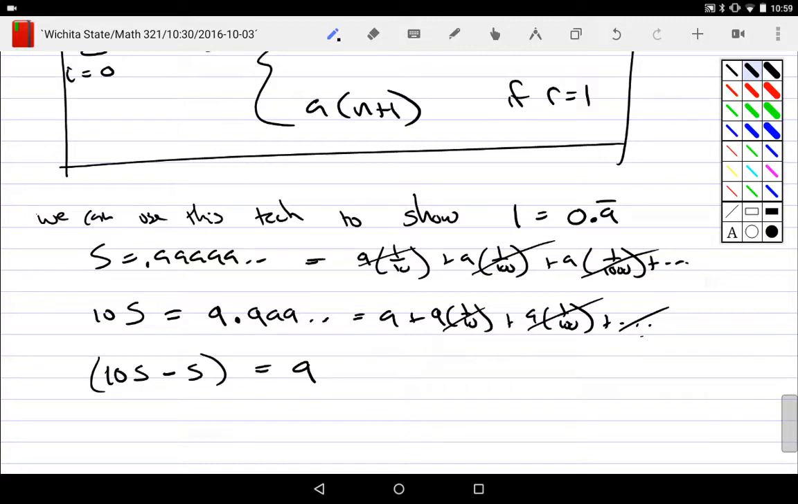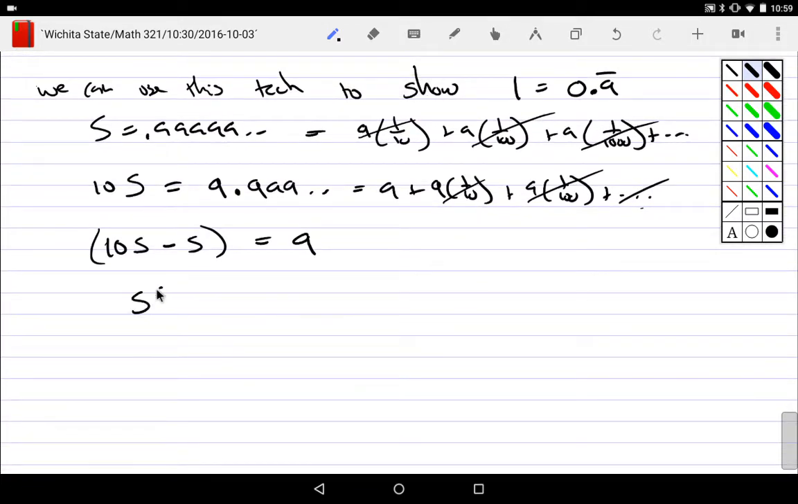What's the only number that's left? 9. And so I have S is equal to, well, what's 10S? Sorry. What's 10S minus S? The sum has to be 1.